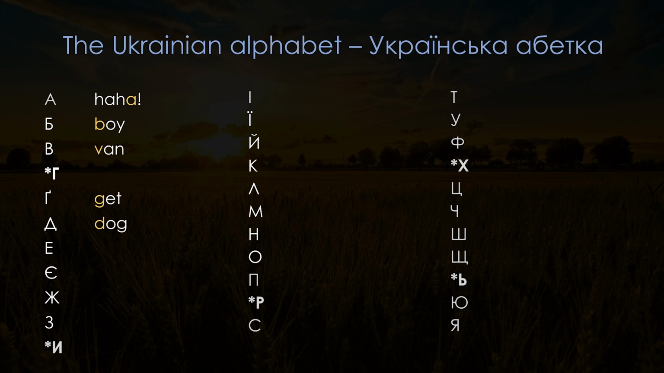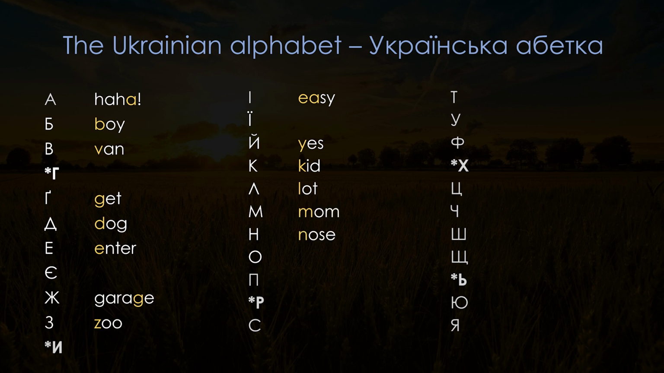D, like in dog. E, like in enter. J, like in garage. Z, like in zoo. E, like in easy. Y, like in yes. K, like in kid. L, like in lot. M, like in mom. N, like in nose.